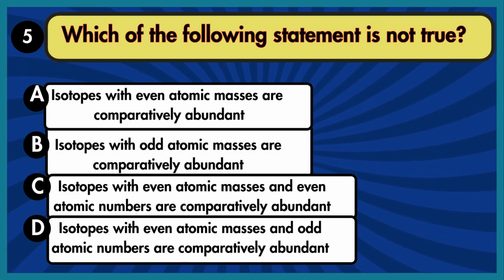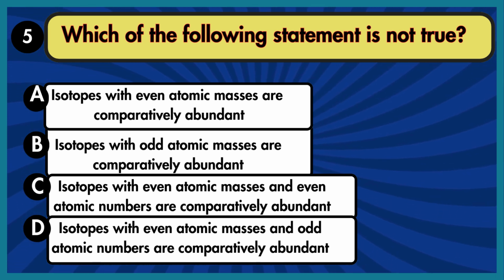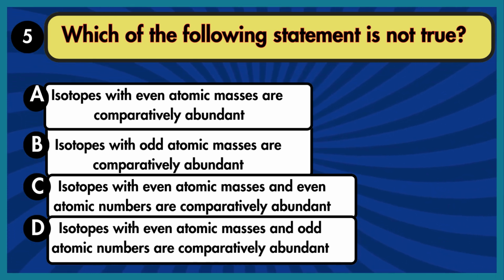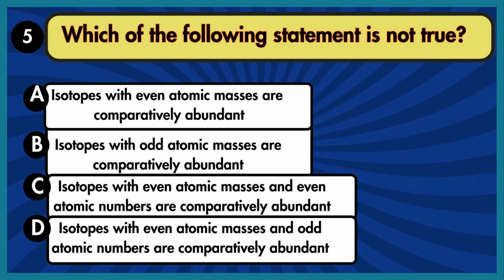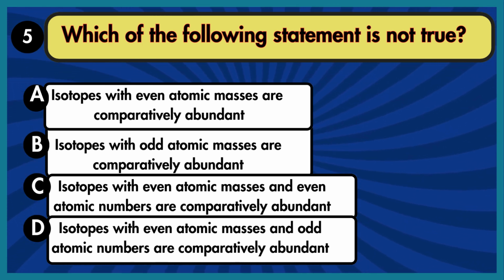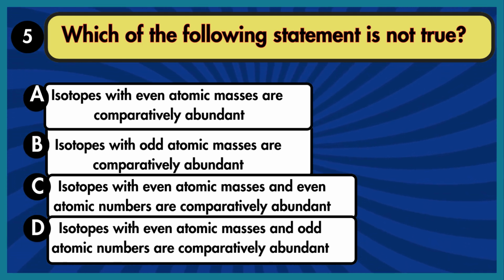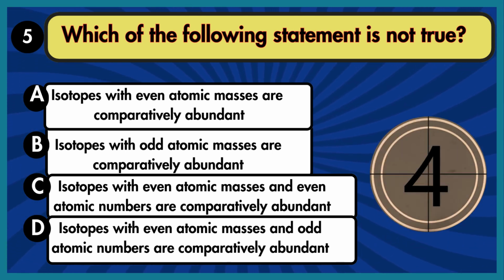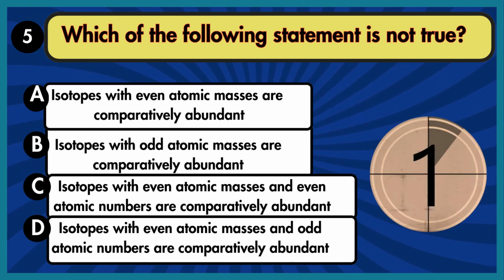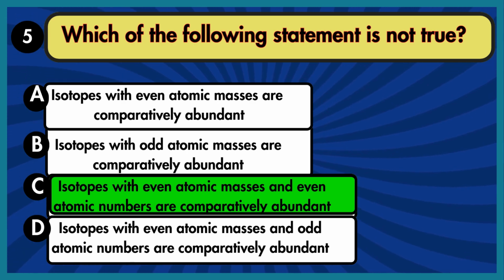Which of the following statements is not true? A. Isotopes with even atomic masses are comparatively abundant, B. Isotopes with odd atomic masses are comparatively abundant, C. Isotopes with even atomic masses and even atomic numbers are comparatively abundant, D. Isotopes with even atomic masses and odd atomic numbers are comparatively abundant. The correct answer is option C.